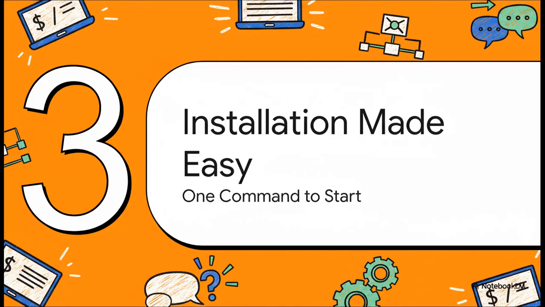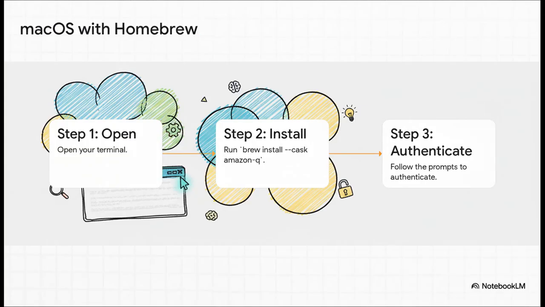Okay, a powerful tool is great, but only if you can actually get it running without a headache. And the good news here is that setting up Amazon Q is incredibly easy. For Mac users with Homebrew, this is pretty much all you have to do. It is literally one command. You run the install, it'll pop up a couple of prompts to get you signed in, and that's it. You are good to go. They really made it easy to get started.